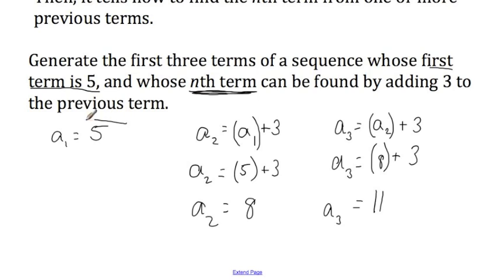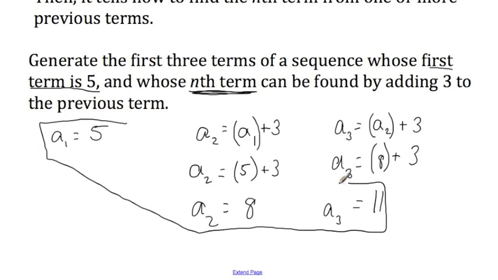So what I've done here is generated the first 3 terms of the sequence, just like we were asked. The first term is 5, the second term is 8, and the third term is 11. We can generate as many terms of this sequence as we would like. We were just asked to find the first 3.